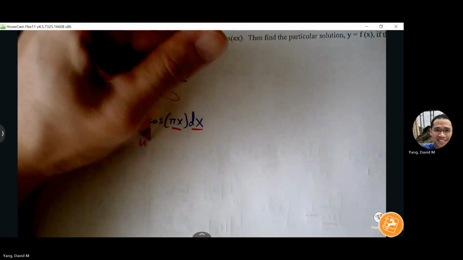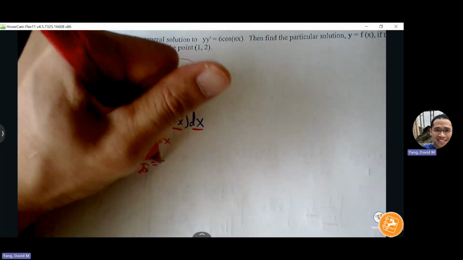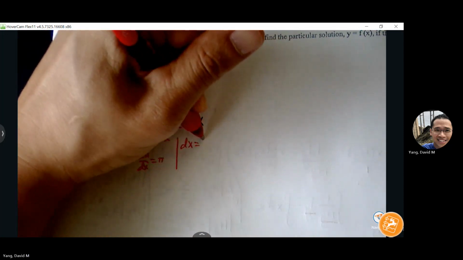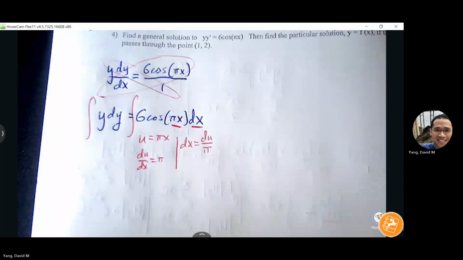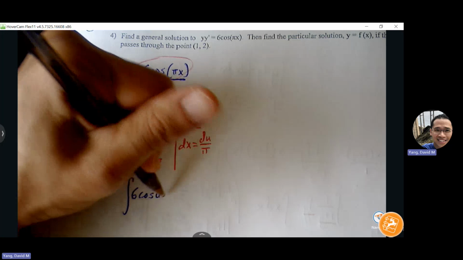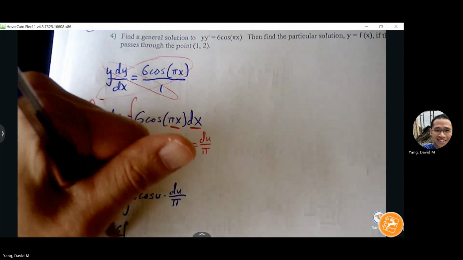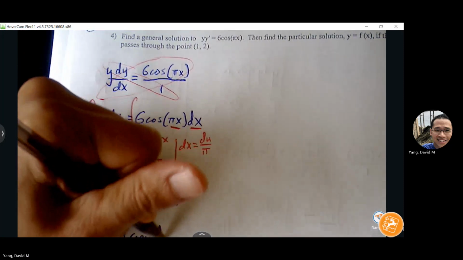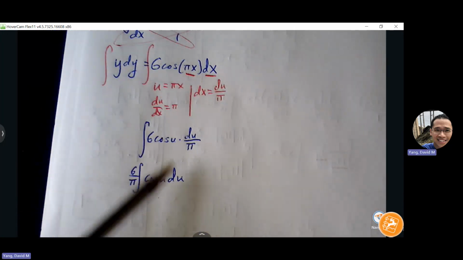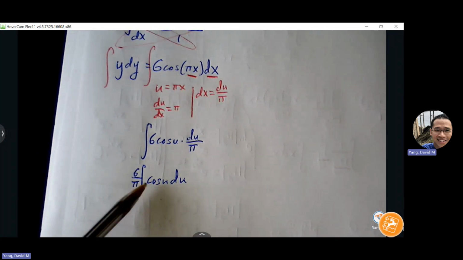But if you don't want to do that shortcut, you're more than welcome to just go through your derivative process there. But I just want to offer a shortcut if you feel comfortable taking that. So after u substitution, and I replaced dx with du over pi, I pushed out my coefficients here, 6 over pi, integral cosine u. This matches with my rule perfectly.